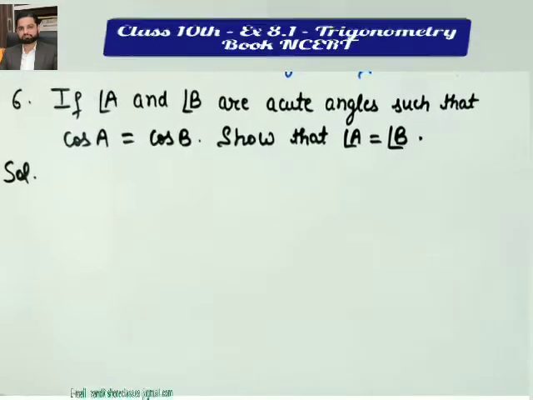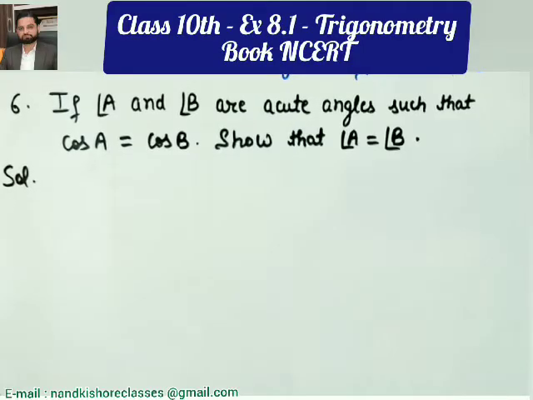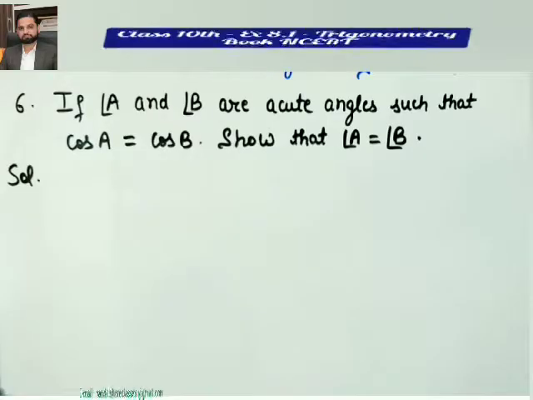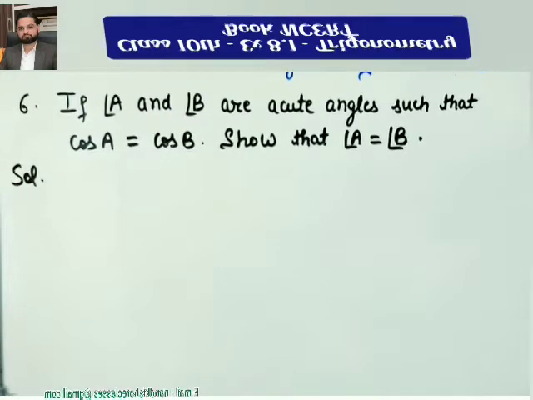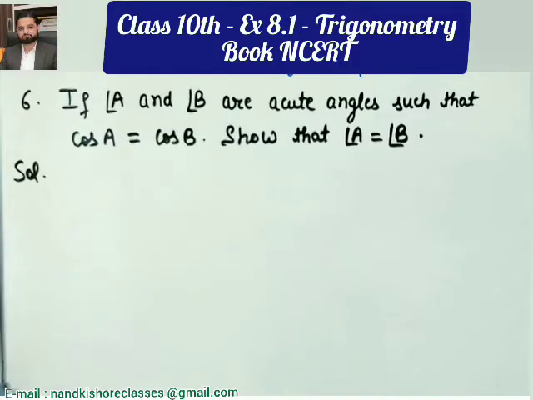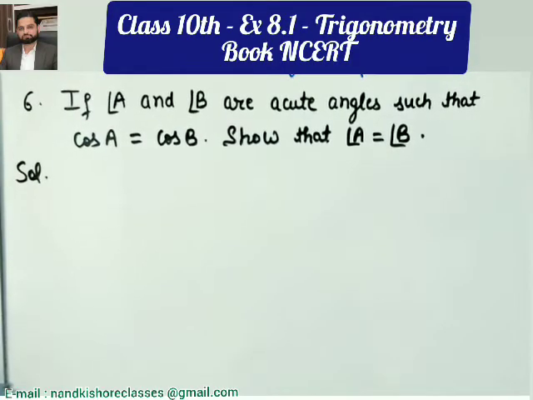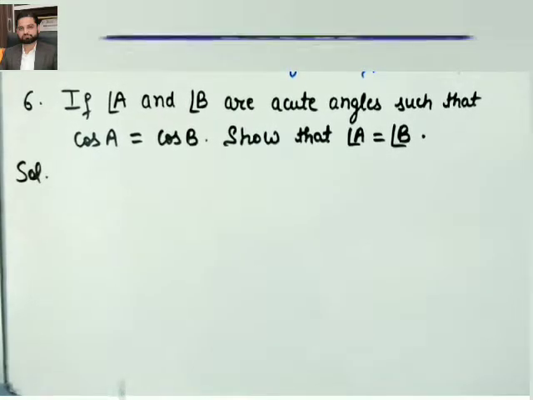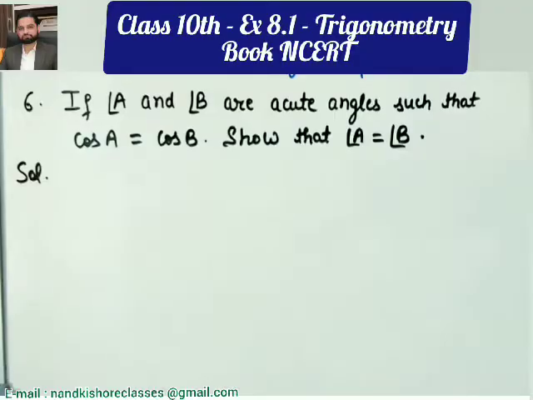Today we are going to start question number 6 of exercise 8.1, trigonometry chapter, NCERT book we are following. The question is there on the board. Please have a look at the question. If angle A and angle B are acute angles such that cos A equals cos B, show that angle A is equal to angle B. See how we are going to do this question.